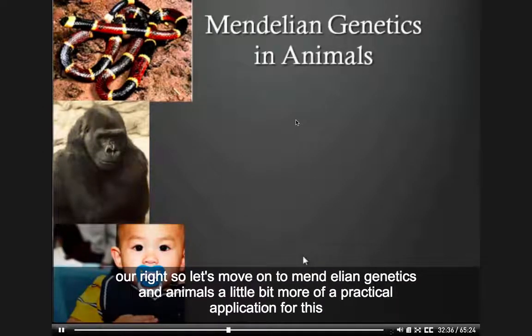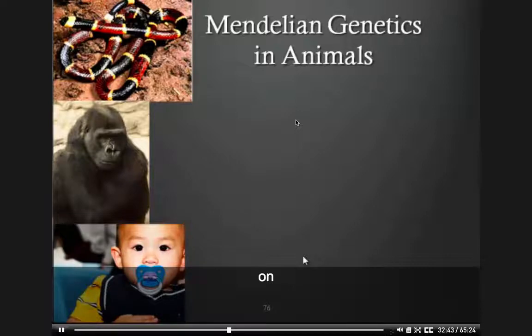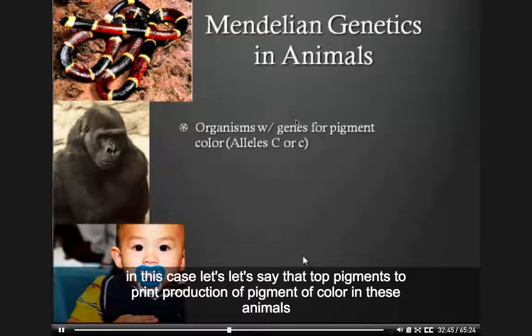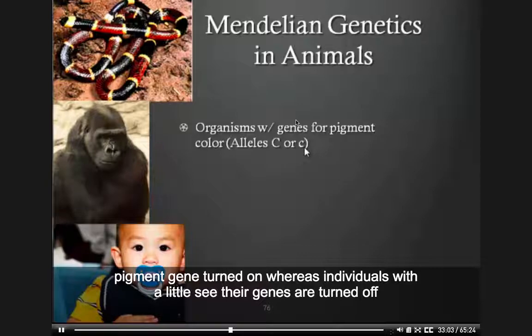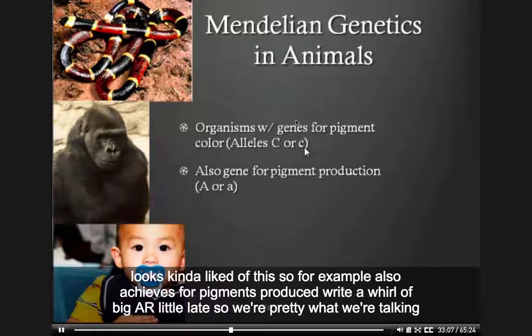Alright, so let's move on to Mendelian genetics in animals, a little bit more of a practical application for this. In this case, let's say that pigment, the production of pigment, of color in these animals, is determined by a gene. This is more like a light switch. It's either on or it's off. And organisms that are capital C have their pigment gene turned on, whereas individuals with a little c, their genes are turned off. Looks kind of like this.